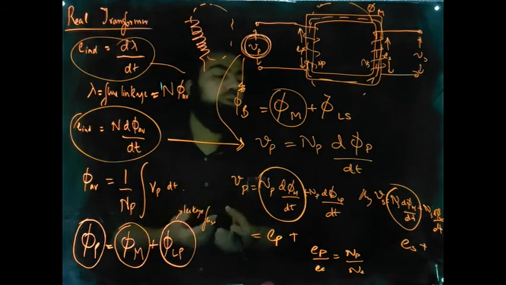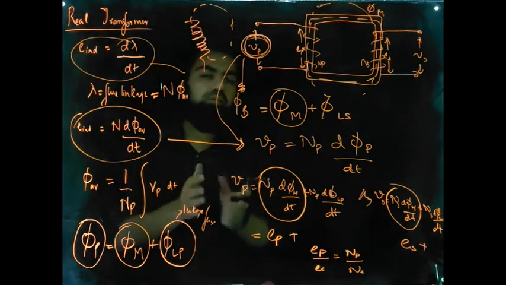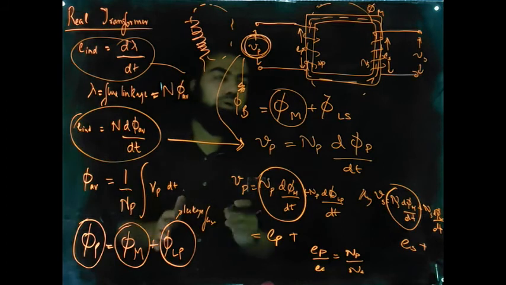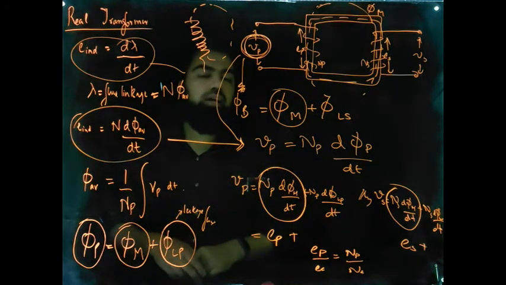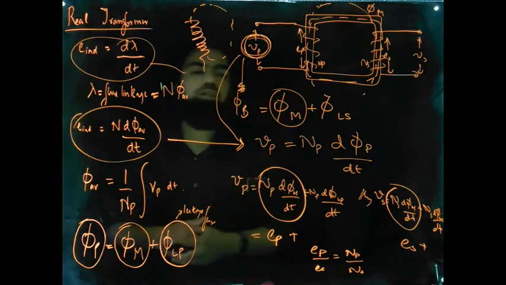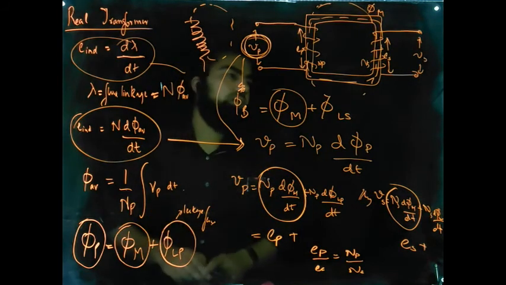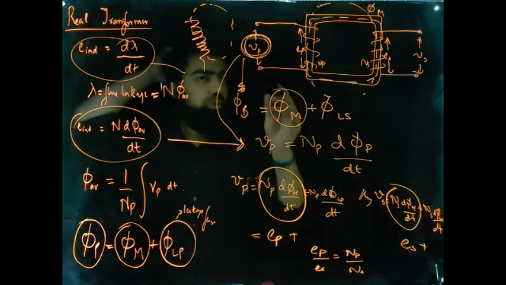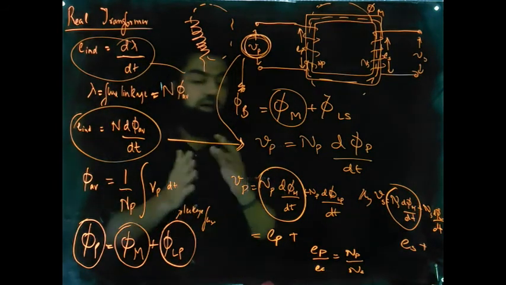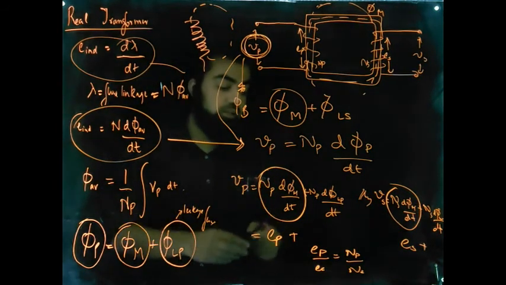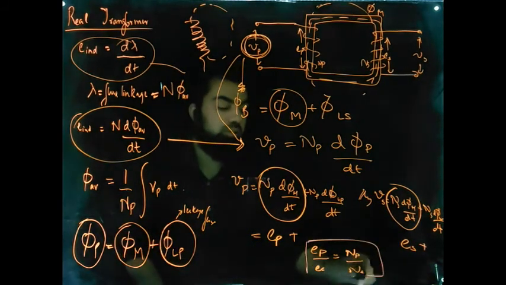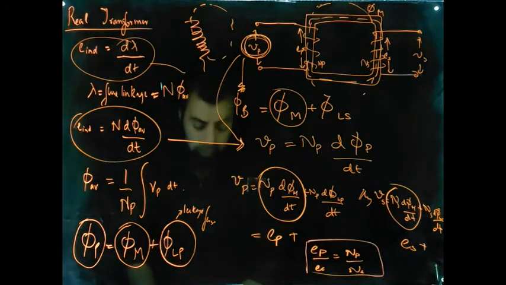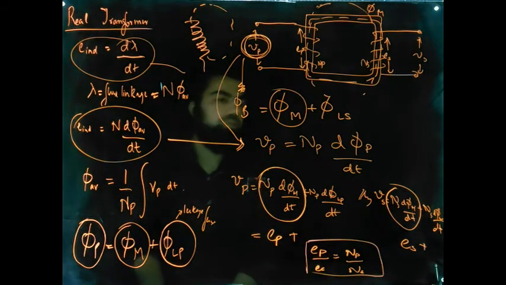Some of that is actually lost in the system. Only the phi m component of that flux will be linking the primary and the secondary winding, resulting in energy transfer from primary to secondary winding. So in between the application part and the available part, some of the voltage is actually lost, and that voltage needs to be corrected. That voltage needs to be actually taken care of.